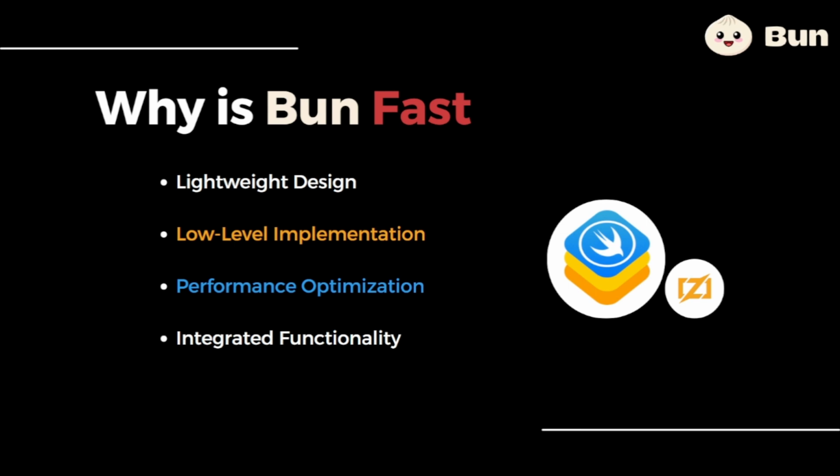And the last thing is integrated functionality. Since Bun is an all-in-one approach, we can avoid the need for communication overhead between separate tools and other libraries, like a bundler or package manager, potentially leading to performance gain.